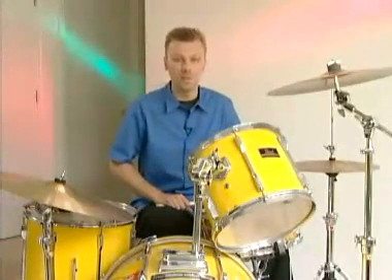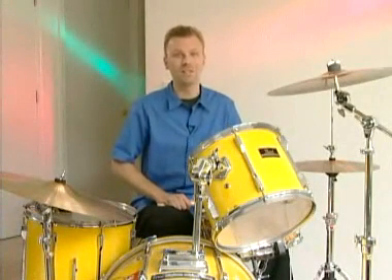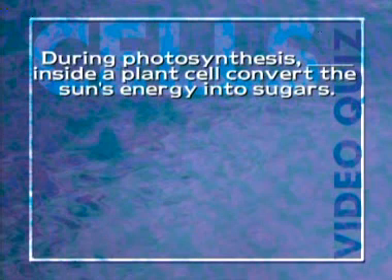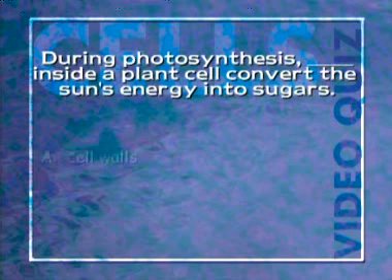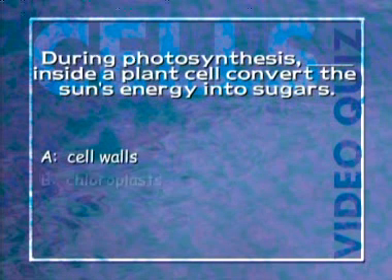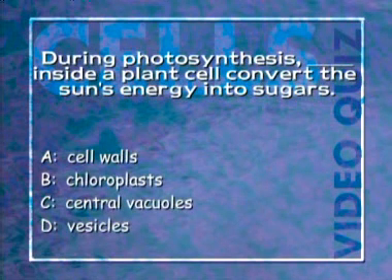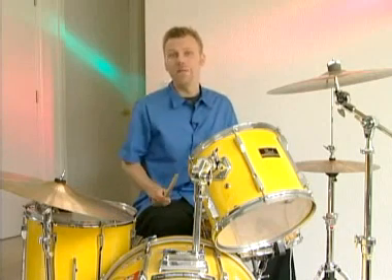Learning new songs beats playing the old ones. Try to play the answer to this next question. Question 20. During photosynthesis, these organelles inside a plant cell convert the sun's energy into sugars. A. Cell walls, B. Chloroplasts, C. Central vacuoles, or D. Vesicles. I hope you learned something new. Keep it up and write it down.